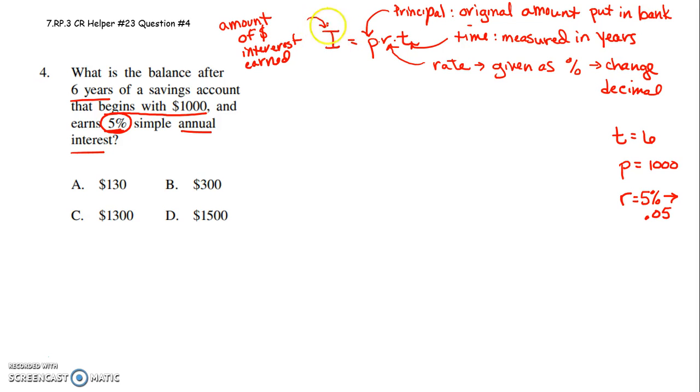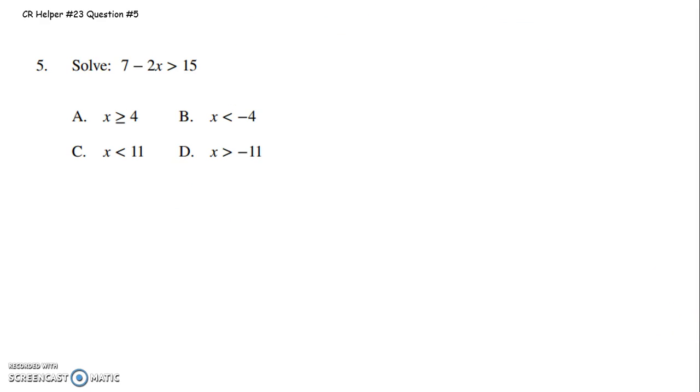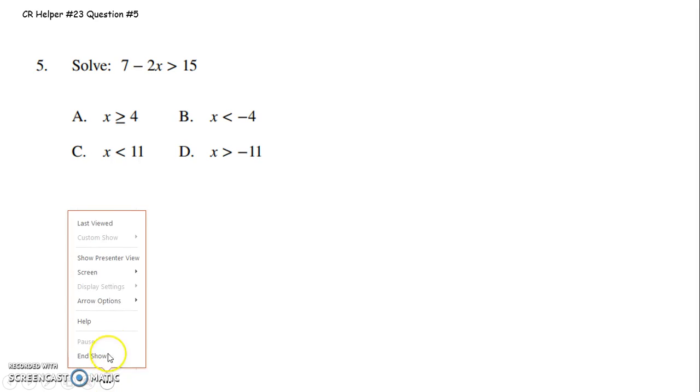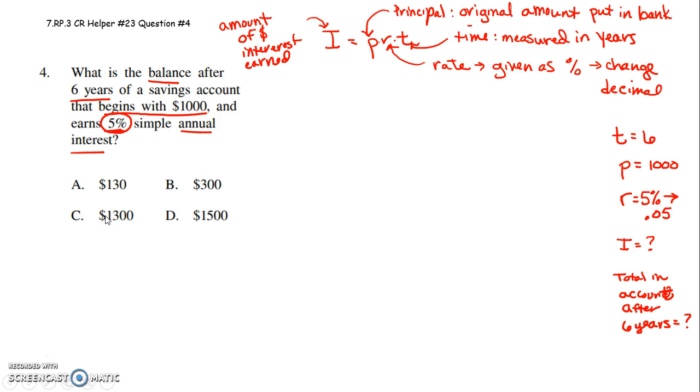At this point, I don't know the extra amount that I'm going to earn. So right now, I'm looking for my interest. And then once I find my interest, they want to know what is the balance after 6 years. They also want to know the total in account after 6 years. We don't know that either. We don't know the total in the account yet at the end of that 6 years. So they're actually looking for 2 amounts here. But in order to find the total, we first have to find the interest.